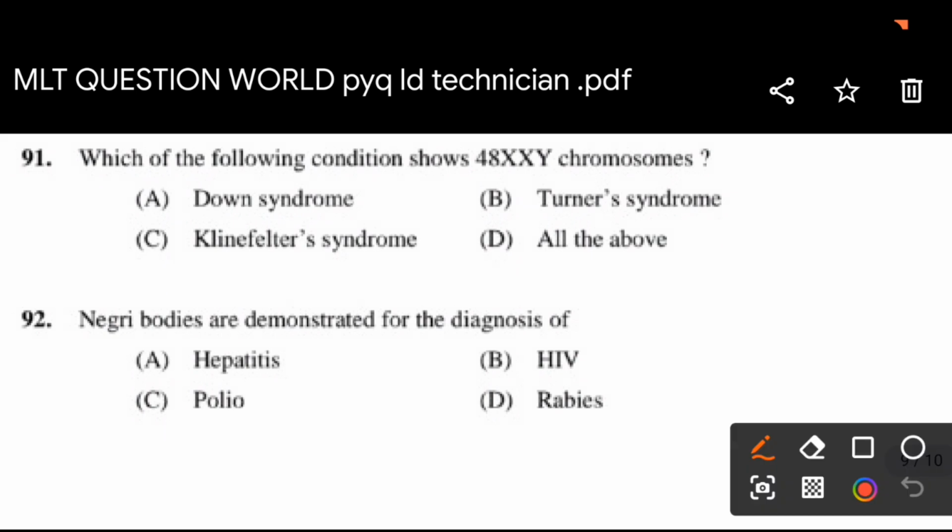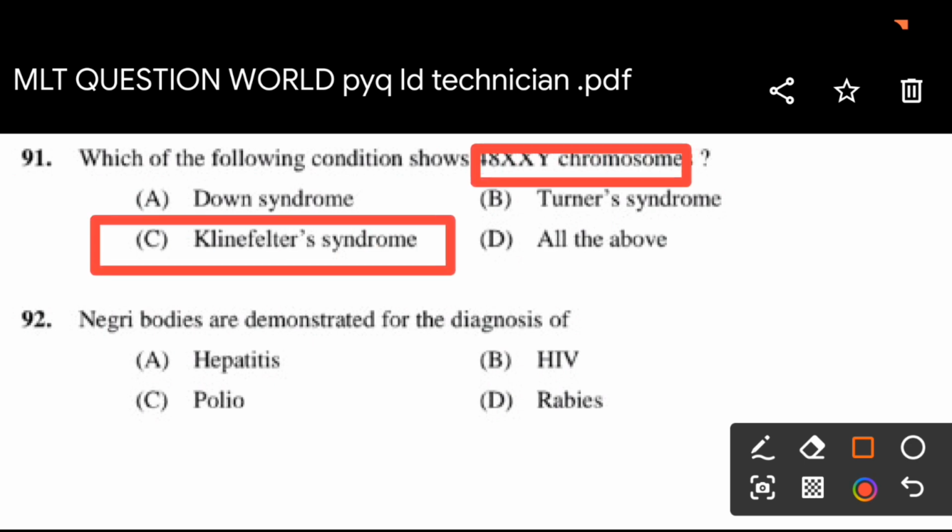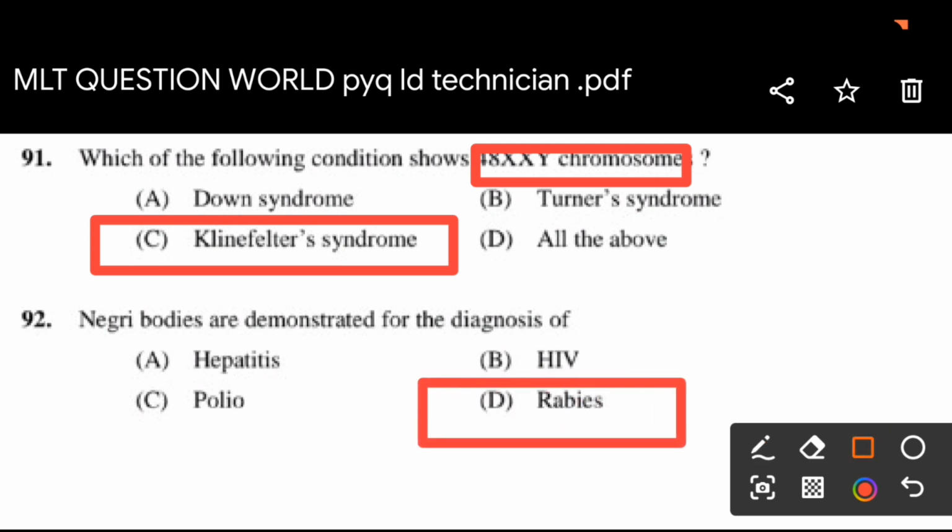Then, question number 91. Which of the following conditions shows 48 XXY chromosomes? Down syndrome, Turner syndrome, Klinefelter syndrome, all the above. 48 XXY chromosomes can be seen in Klinefelter syndrome. Then, Negri bodies are demonstrated for the diagnosis of hepatitis, HIV, polio, rabies. Negri bodies are demonstrated for the diagnosis of rabies.